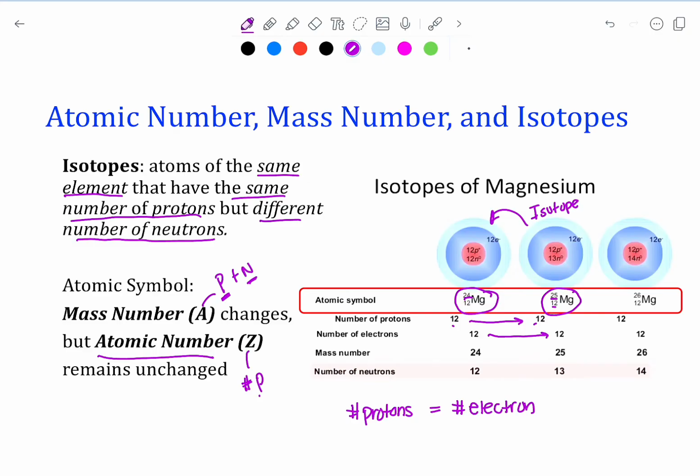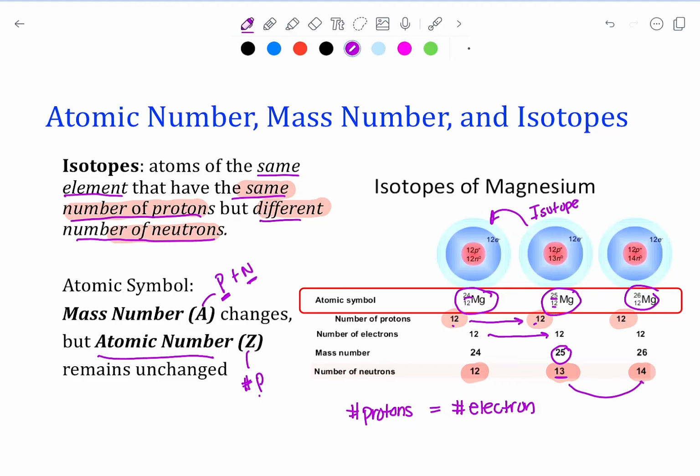Okay, so however many protons we have in our element, we're going to assume that we have the same number of electrons. Okay, but when we get to our mass number, it's now 25, meaning we have 13 neutrons. So by the definition of an isotope, it has the same number of protons, but a different number of neutrons. The same can be said about our next isotope of magnesium, which is magnesium with a 26 instead of a 24. So again, we have the same number of protons, but now we have a different number of neutrons.